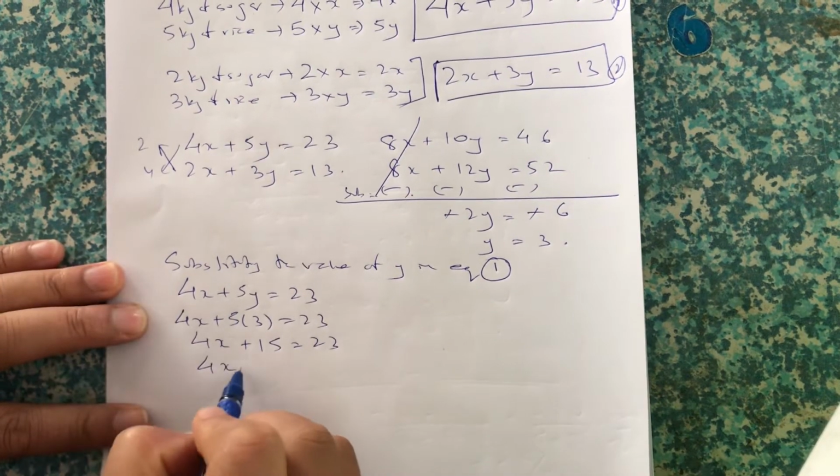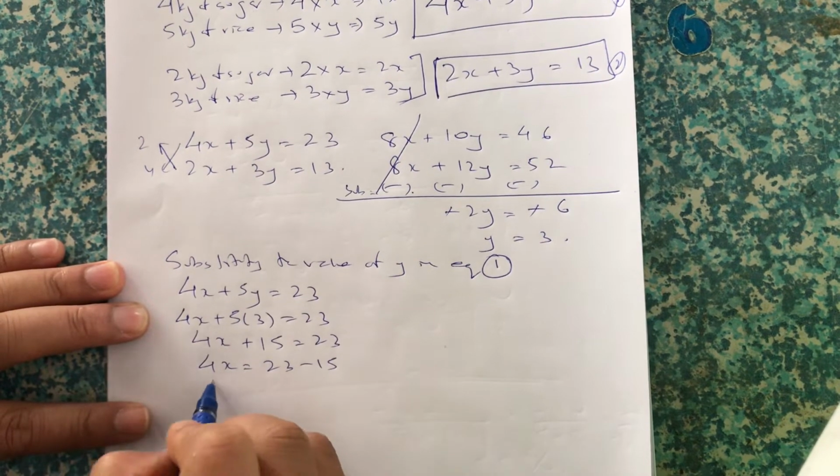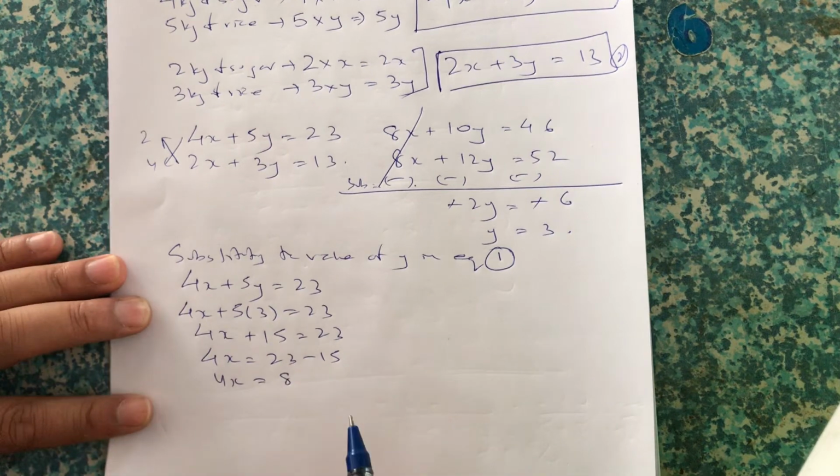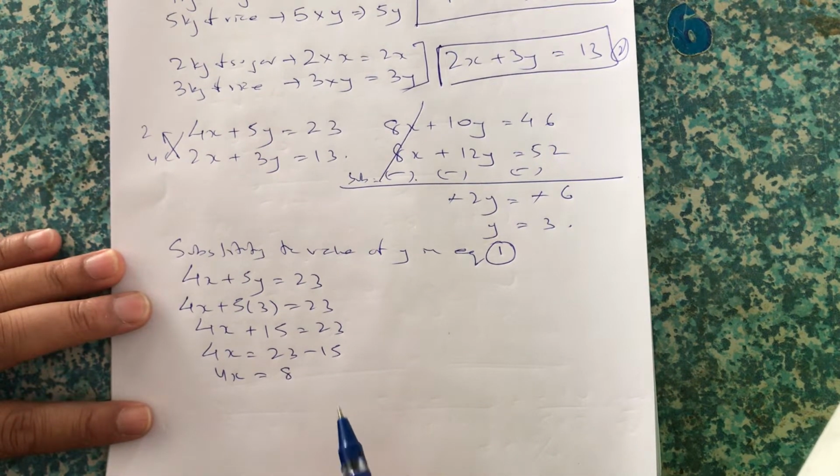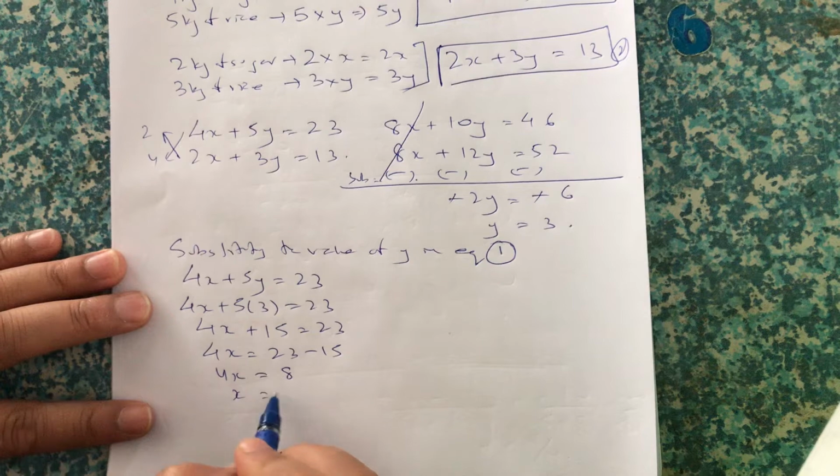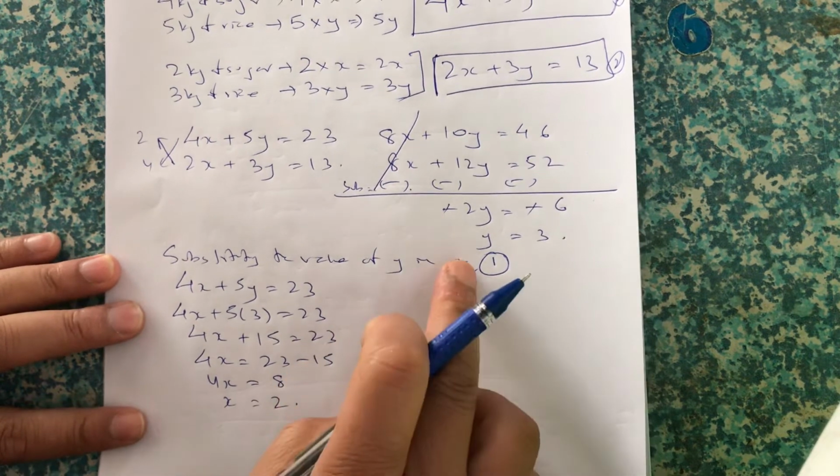So what do we get? 4x is equal to 23 minus 15. So 4x is equal to 8. And then what do I get? I think it's 8. Yeah. And then x is equal to 2. Okay. So that's how we get the value of x and y.